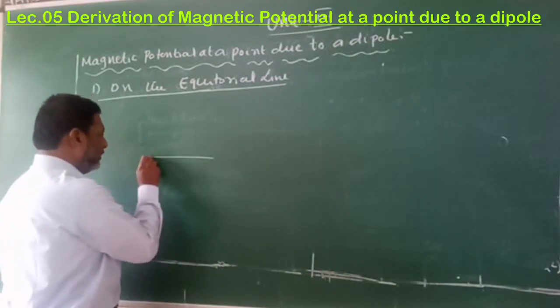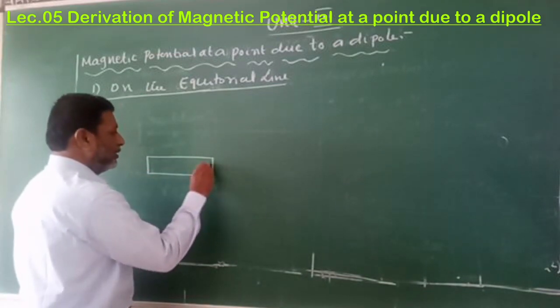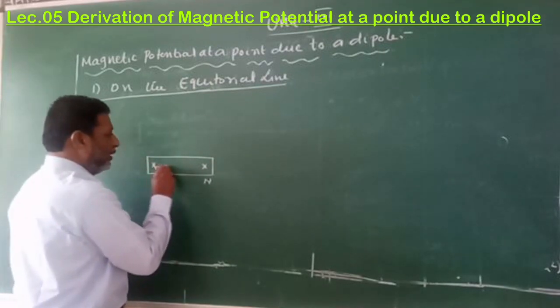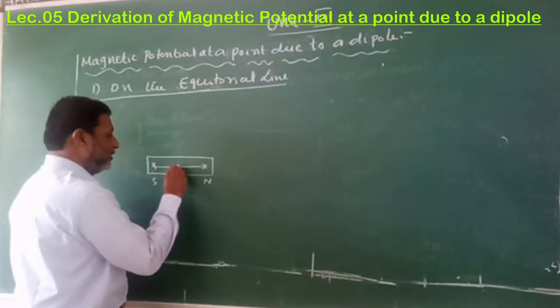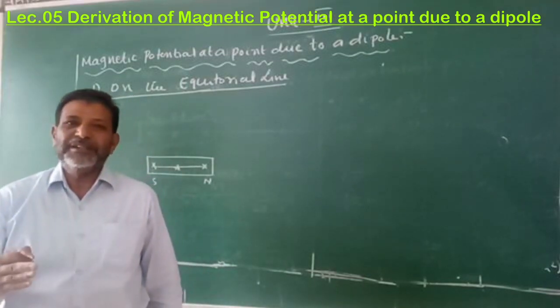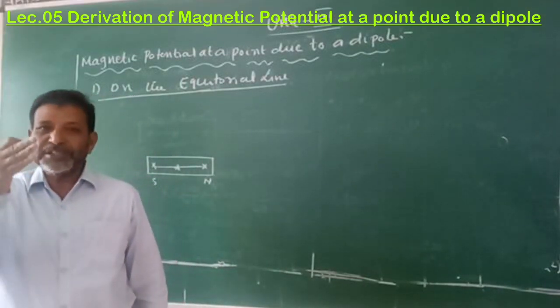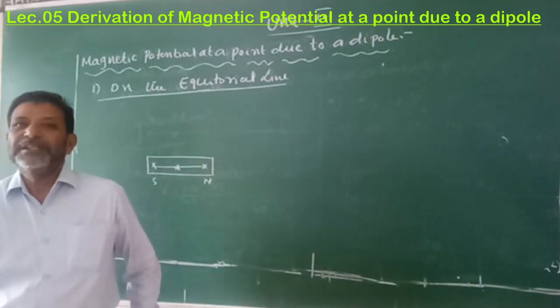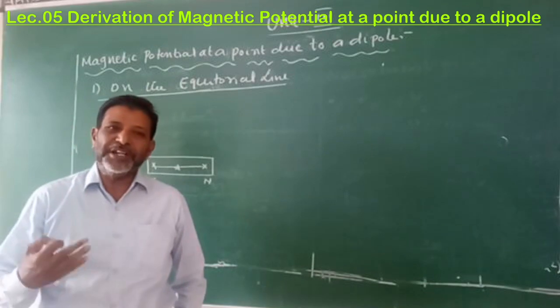this is a bar magnet. This is the north pole and this is the south pole. This is the center of the magnet. Then the equatorial line is the line passing through the center of the magnet and perpendicular to its length. That line is known as the equatorial line.